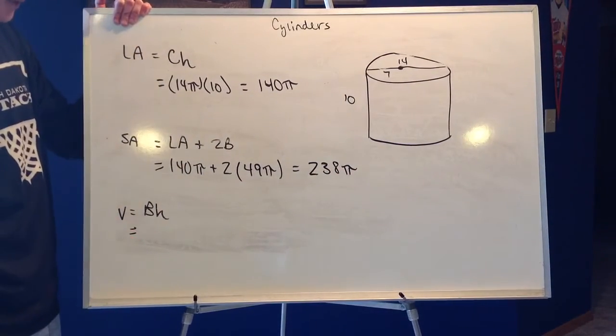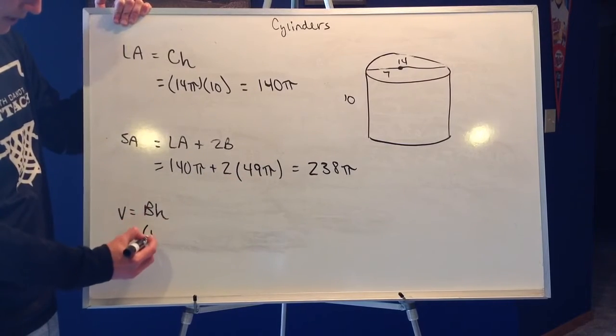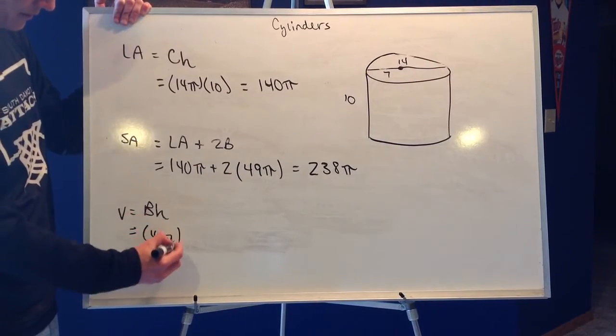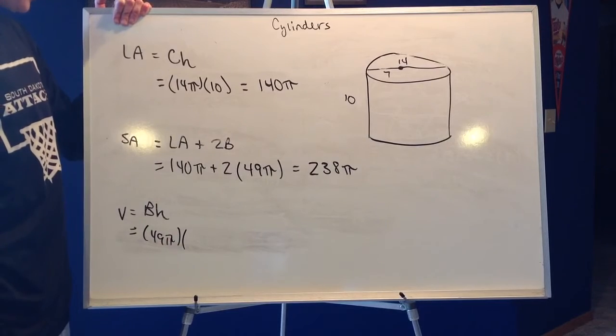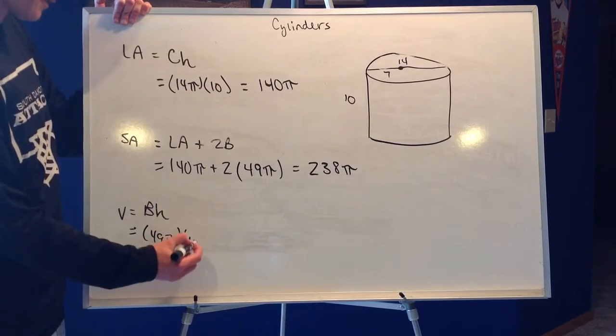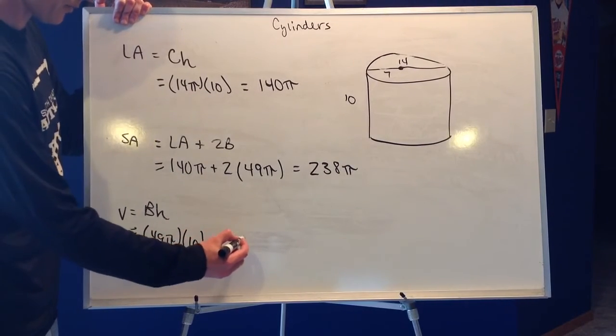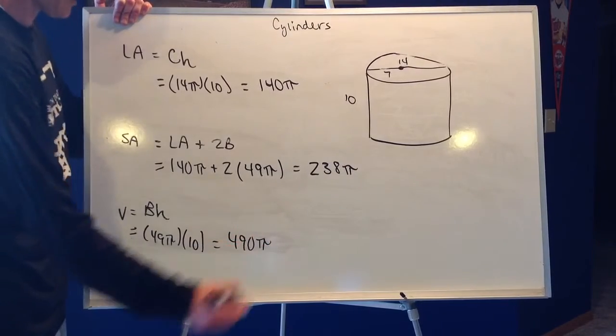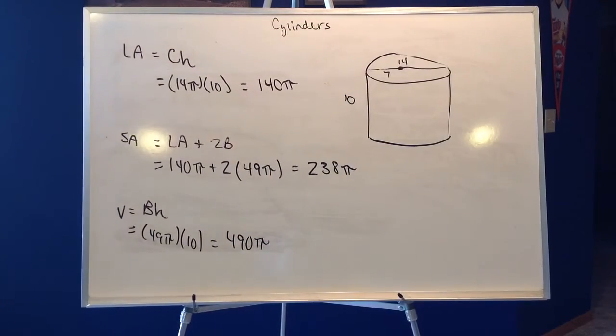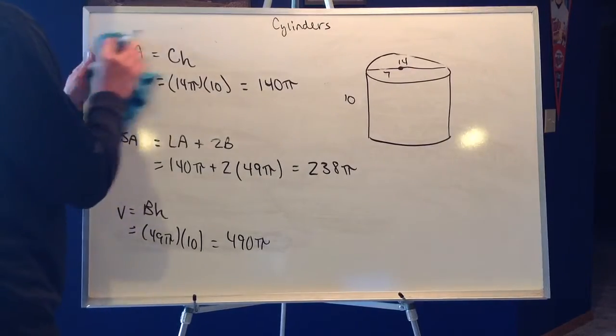Last but not least, you'd use your 49 pi. And we'd get our height, which was 10. So you end up with 490 pi. All right, so again, just a few cylinder ones. And then we got one last one where we're going to work backwards, okay, to solve for a different piece.